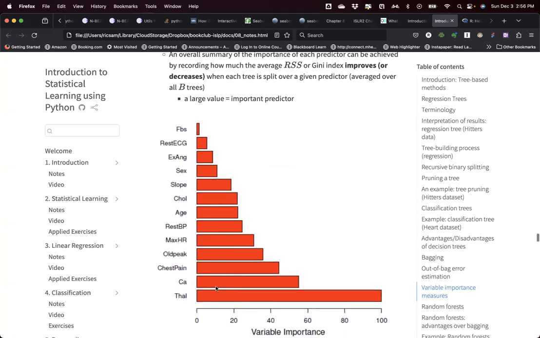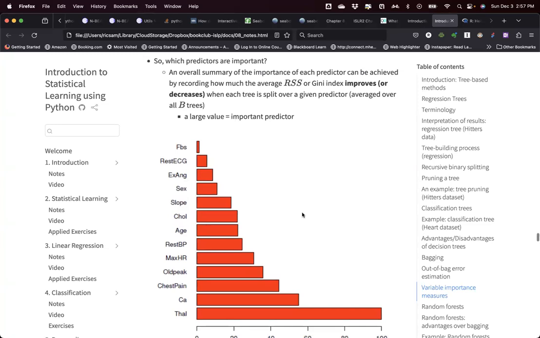But what it's going to do is assign a value to each of the predictors, and the largest value is going to correspond to the top predictor. So in this case, stop, which was the root node, remember? It's going to have the largest number, which is going to be 100, because that's the first split. Then CA is going to be the second, chest pain the third, OP, and so forth.